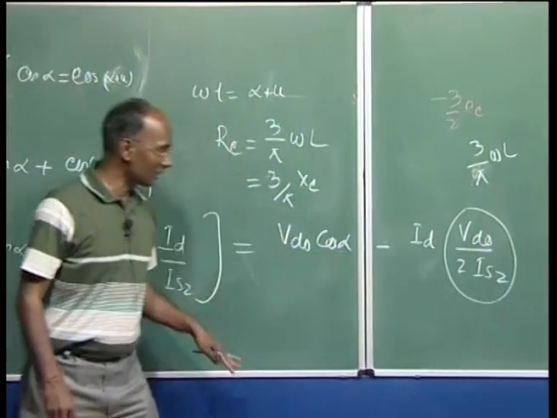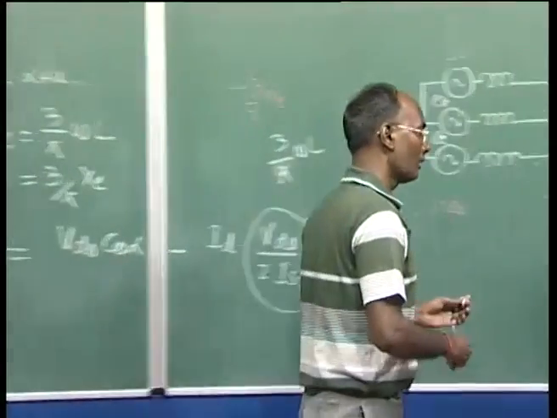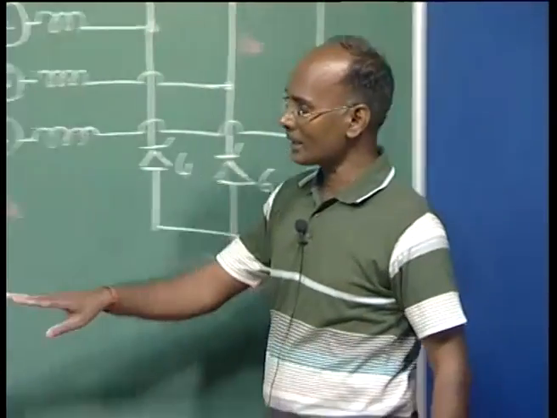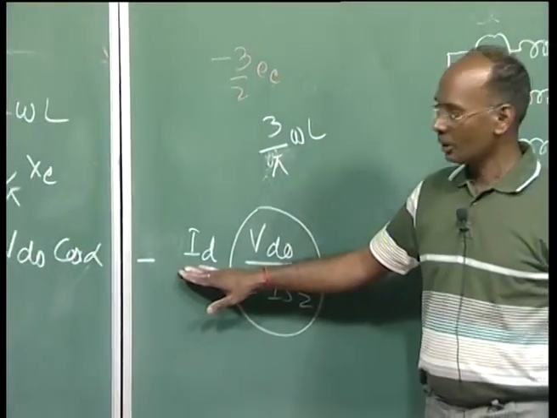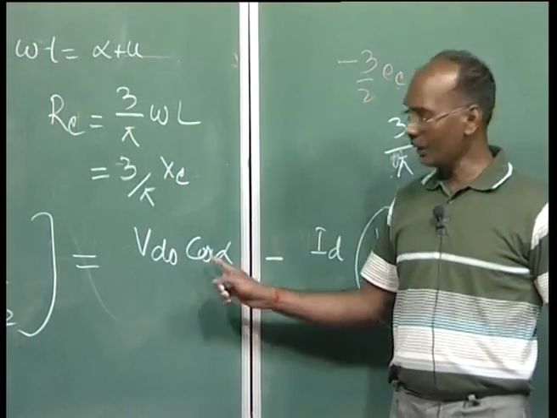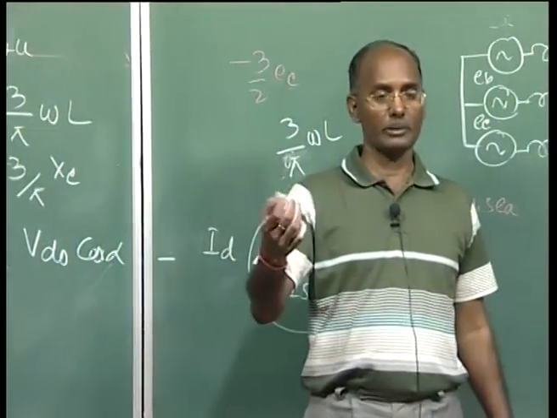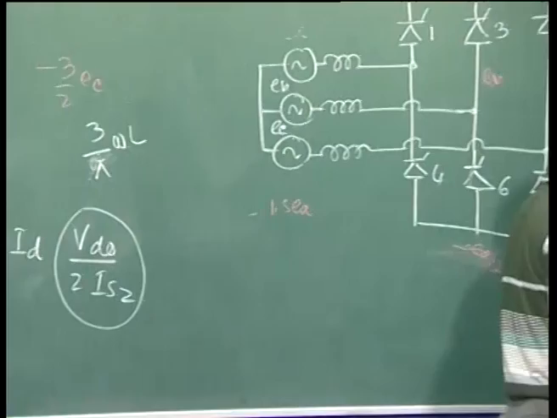Now, this we can represent as a variable source because alpha is changing. So VD is changing. If ID is a constant, your output voltage can be varied only by alpha, or you can vary some of the parameters here, meaning you can change the magnitude of phase voltage if possible. We will see that is also done in practice.